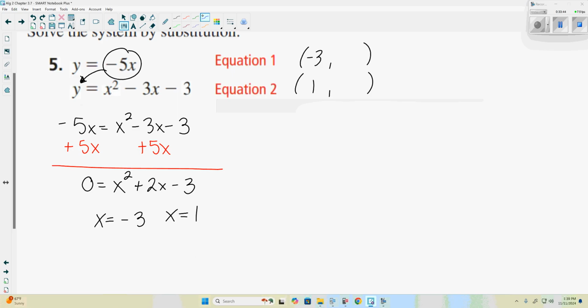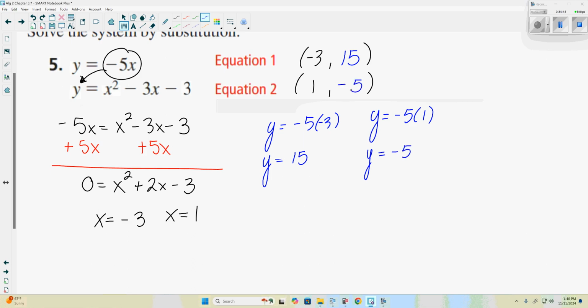Yes. Now to find the y value, all we got to do is plug it into one of these two equations. So we can use the top one, y equals negative 5x. Y equals negative 5 times negative 3. So y is equal to 15. So one of our points of intersection is the point negative 3, 15. We can do the same thing with 1. Negative 5 times 1 is, well, lo and behold, negative 5.